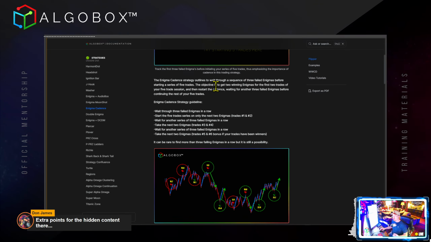That's tactile, with that touch. Okay, the objective is to get 2 winning Enigmas for the first 2 trades of your 5 trade session. Then restart the cadence, waiting for another 3 failed Enigmas before continuing the rest of your 5 trades.